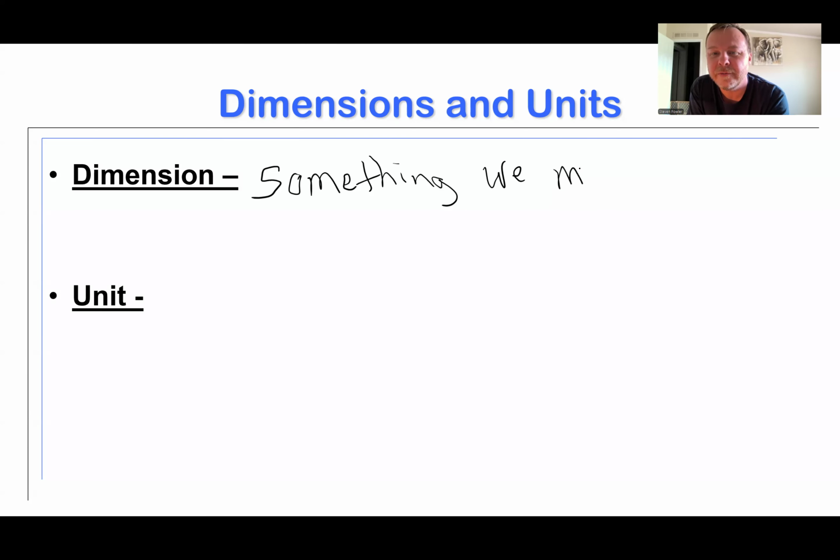Something we measure. That is a dimension. What are some examples of dimensions? Well, that's things like length, mass, time, temperature.